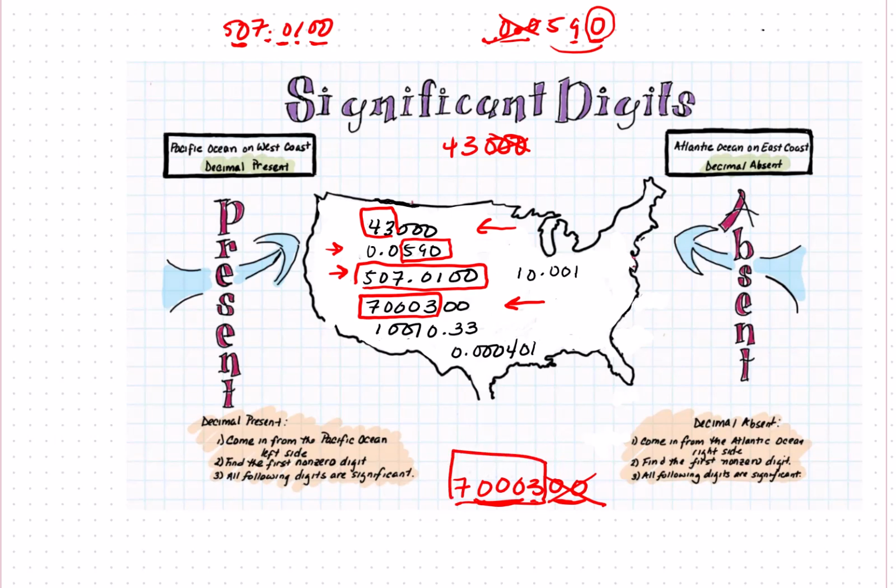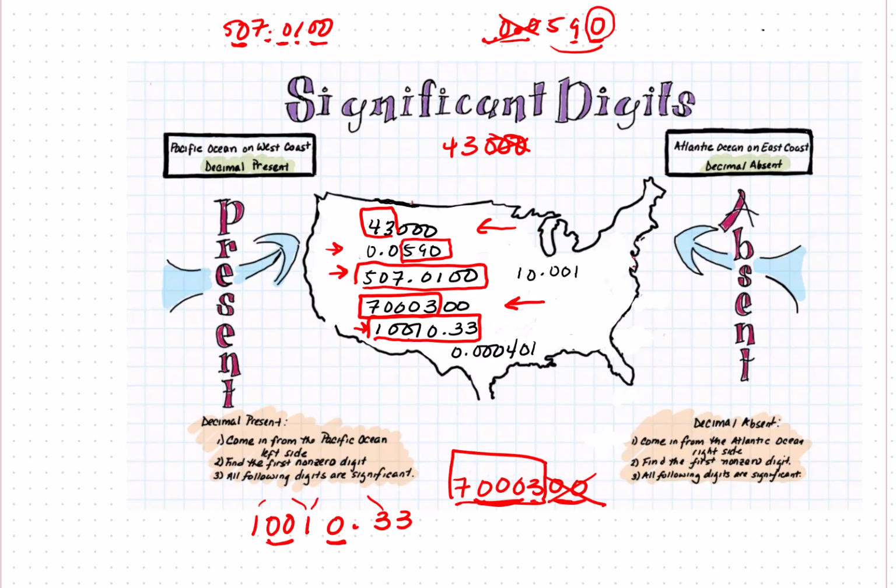In the next number, a decimal is present, so I'm going to come in from the Pacific Ocean. First non-zero digit is the 1, so I count everything after. So every single digit is significant. So if I have to rewrite this and solve this, there are 2 sets of 0 between the 1s and between the 1 and the 3. So they're both surrounded by significant digit. The 1 and the 1 are significant. That 0 is significant. There's a 1 and a 3 surrounding the 0. Those are significant digit. So they're significant. So all the zeros are significant.